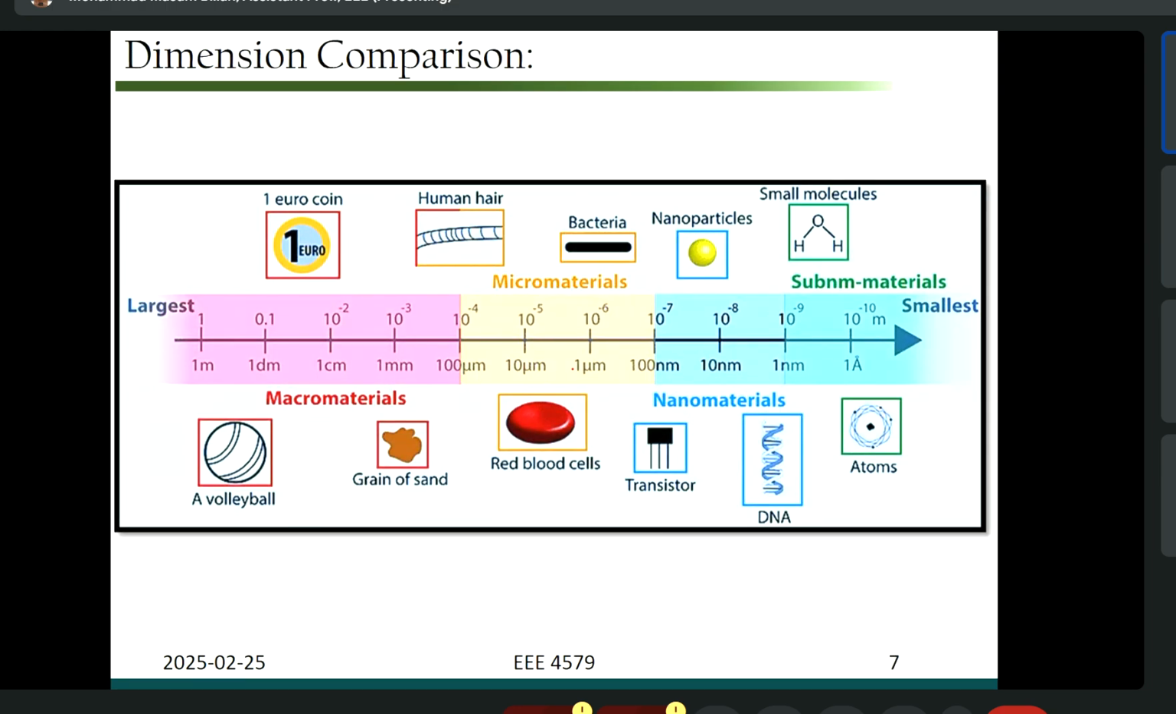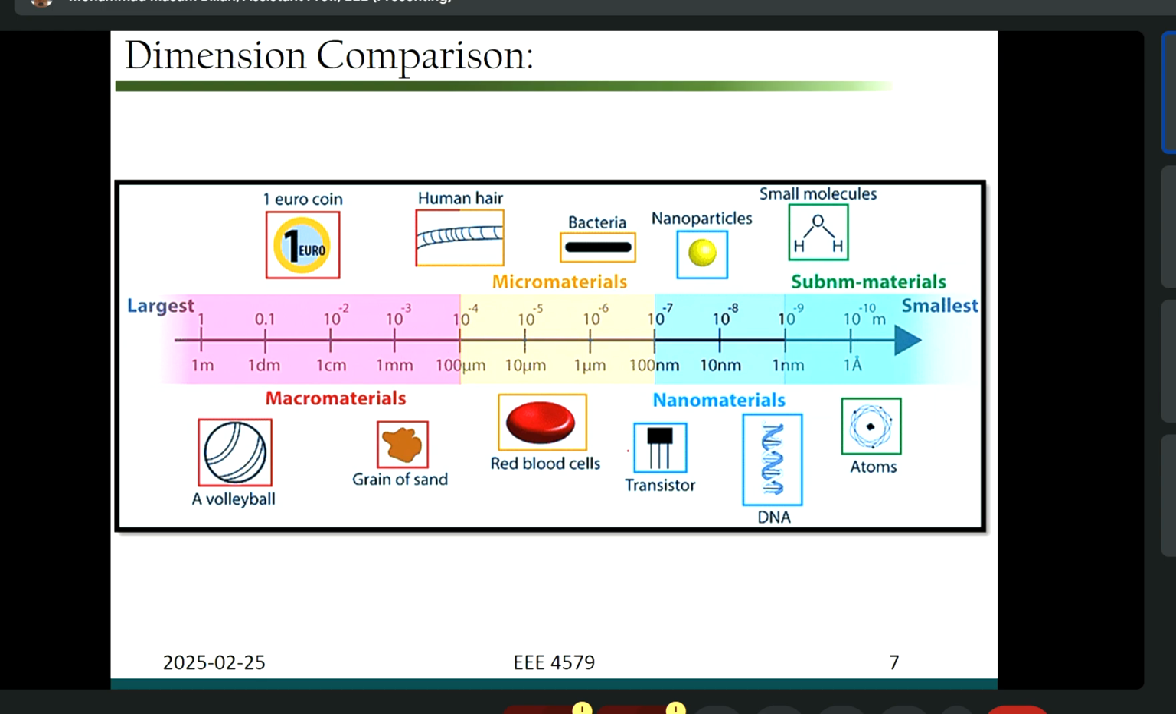If you compare the dimensions, a volleyball's dimension is in meters, right? Or a coin is in centimeters to meter scale. However, the human hair is in the millimeter range of size. Bacteria are in the micrometer range, nanoparticles are in nanomaterial size, and the smallest substance is the atom. So basically, we are approaching atomic layer deposition for all kinds of devices, and they will consider only nanomaterials.